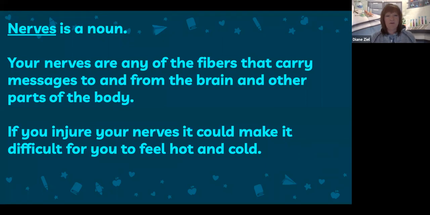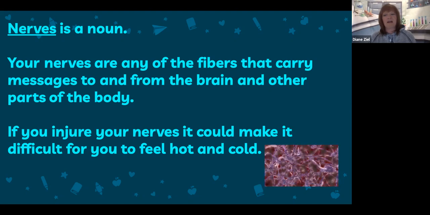Nerves. Nerves is also a noun. Your nerves are any of the fibers that carry messages to and from the brain and other parts of the body. If you injure your nerves, it could make it difficult for you to feel hot and cold. Nerves enable us to feel hot, cold, the sensation of something feeling nice or painful, and they look like this complicated web throughout our body.